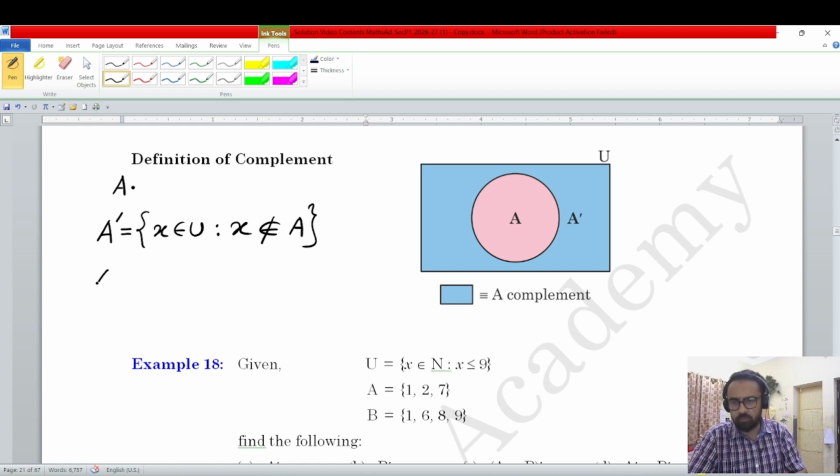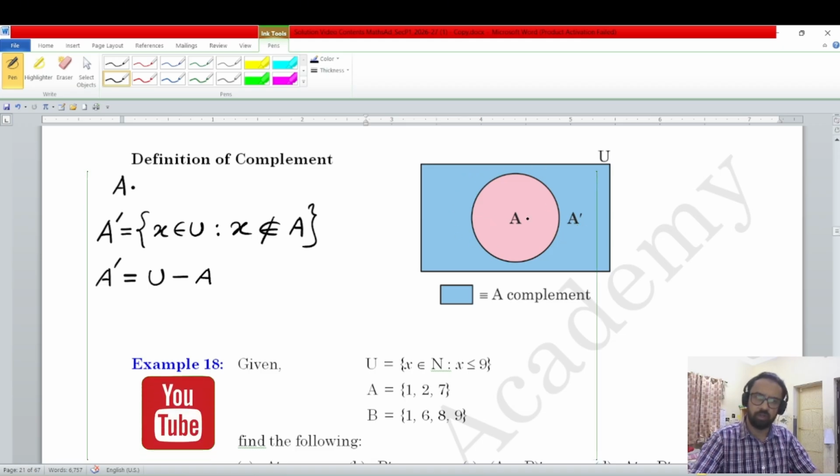Another form of representation of complement of a set is universal set minus the set A. That means the difference of A from U. Look at the diagram. If A is this pink color region, this is the set A, then A complement will be the region outside, which is inside the universal set, the blue region. So simply we can say A complement is nothing but the whole universal set difference the set A.